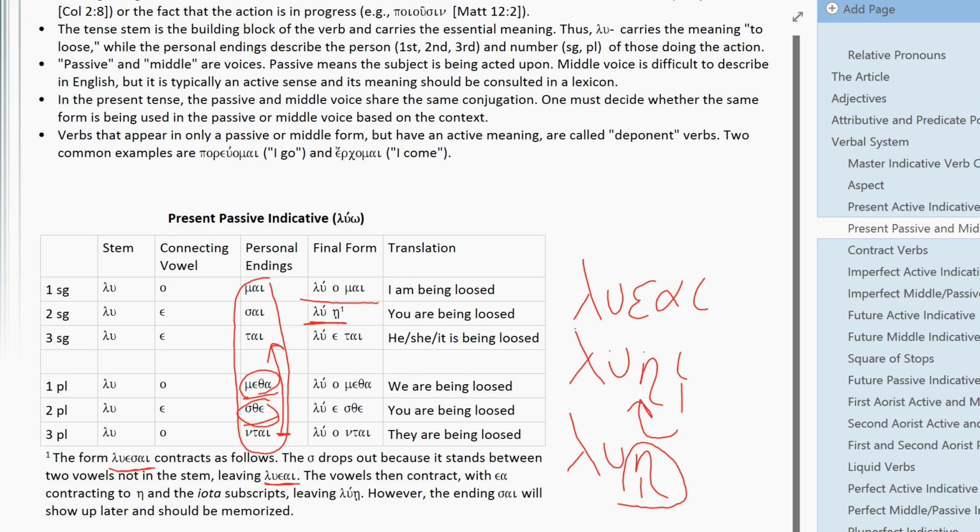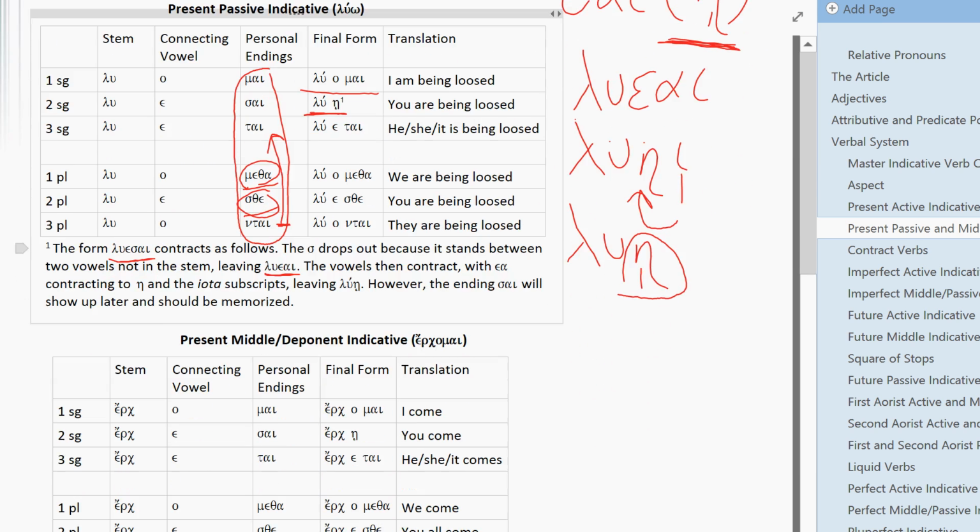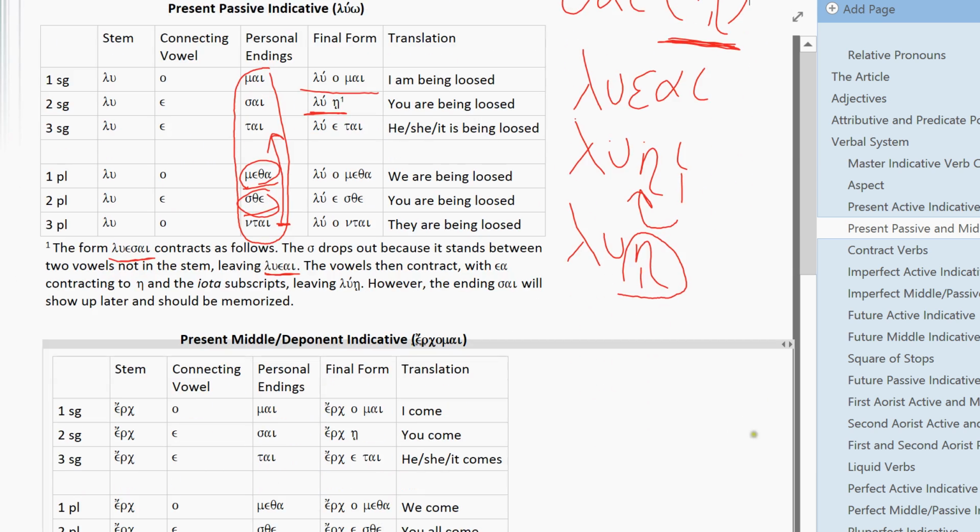In the final form. So whenever you memorize the personal endings, you should write, every time, sai, and then in parentheses, write eta with an iota subscript. That helps you remember the contracted form, because you could confuse this for a lot of things, for example, a dative noun, something like that. So you need to be able to know where that comes from and be able to recognize it when you see it. Now moving down to the present middle deponent indicative.